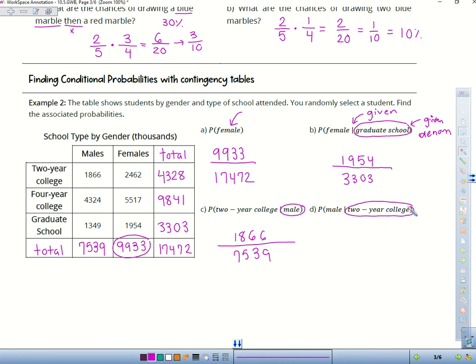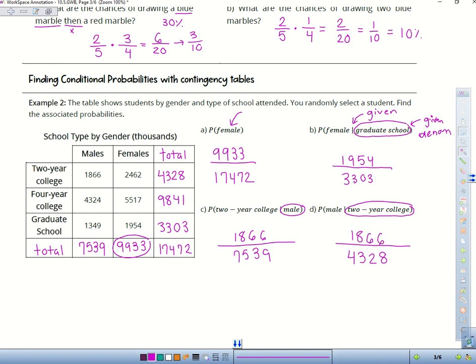This problem is the probability that you are male given you went to a 2-year college. How many people in general went to a 2-year college? 4,800. 1,800. Oh, sorry, 4,000. And of those total 2-year college students, how many were male? 1,866. So you see how C and D are different?